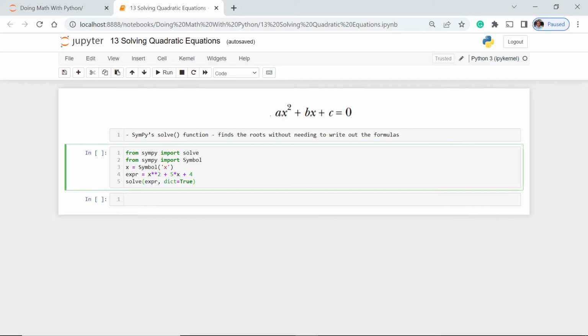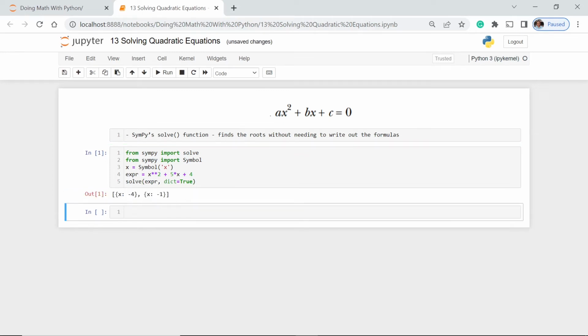Now, let's execute this one. Okay, so we have here x is equal to -4 and x is equal to -1. So these would be the two values of x.